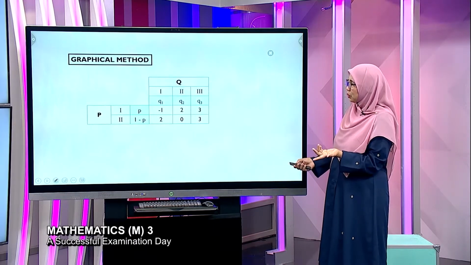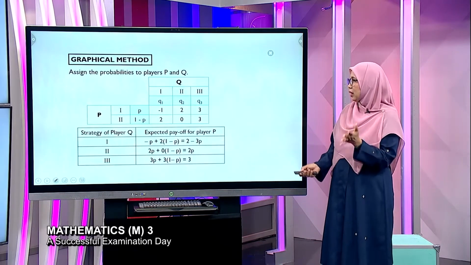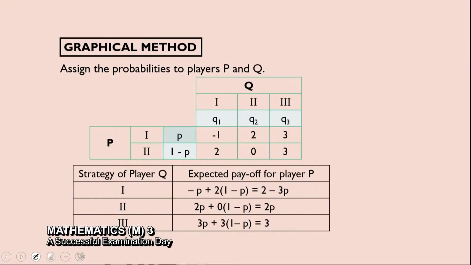There is another method known as the graphical method. For the graphical method, you have to assign probabilities to players P and Q. As always, P will have P and 1 minus P. But since Q has 3 strategies, we write them as Q1, Q2, Q3. To do the graphical method, you have to find the expected payoff. So how to get the expected payoff? When player Q plays strategy 1, negative 1 times P plus 2 times 1 minus P.